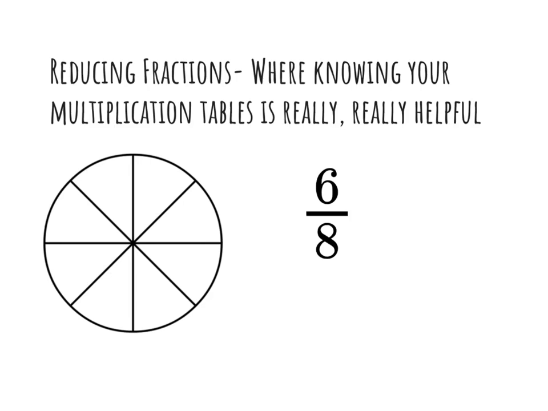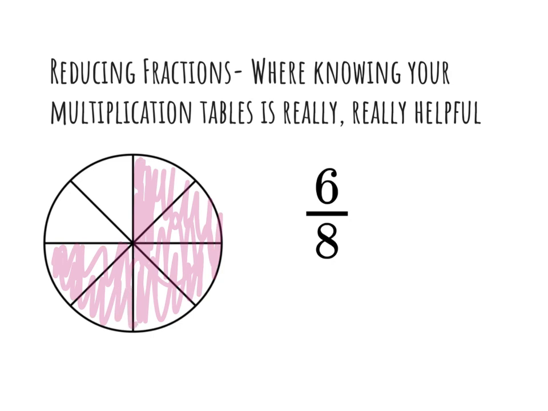All right, now we want to reduce some fractions. When we reduce fractions, it's really helpful to know your multiplication tables. So first what I want to do is show what 6/8 looks like. So these are 8 equal parts of this circle. I'm going to shade in 6 of them. What you might notice is 6/8 looks an awful lot like 3/4, and that's because it is.